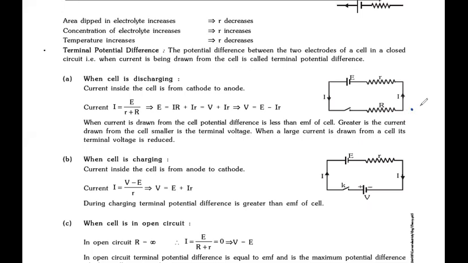So this is a case of discharging, where the battery is acting as a source, and this is a case of charging where the battery is acting as a sink. The only difference is the potential drop between the terminals: it is E minus IR here, and E plus IR here, which we can easily find using KCL. Right, everyone? Does everyone understand this?